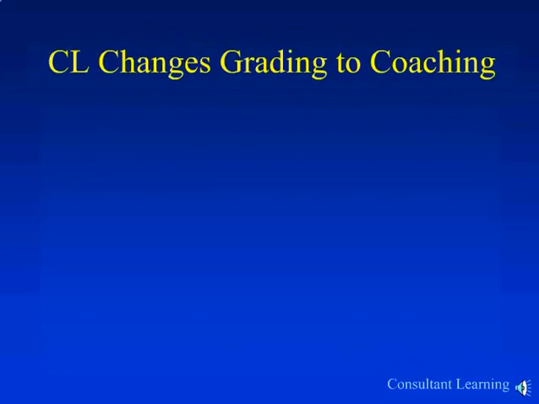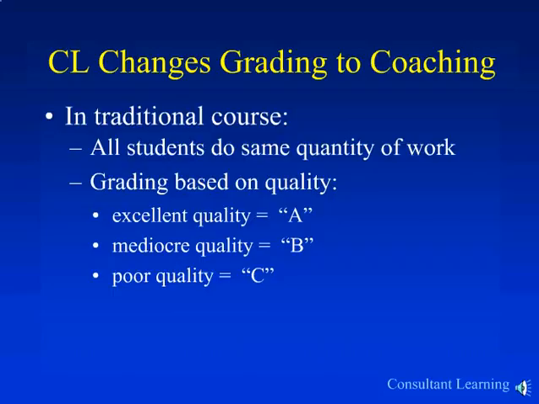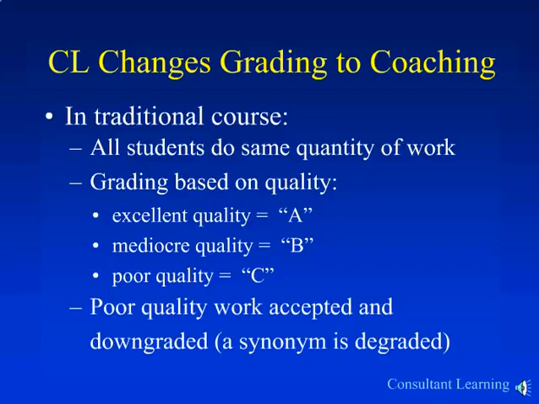Consultant learning changes grading into coaching. In a traditional course, all the students do the same quantity of work, the same assignments, chapters, exercises, tests, and so forth. And grading is based on the quality of the work. Excellent quality work gets an A, mediocre quality gets a B, poor quality gets a C. Poor quality work is accepted, it's just downgraded. By the way, a synonym for downgraded is degraded.